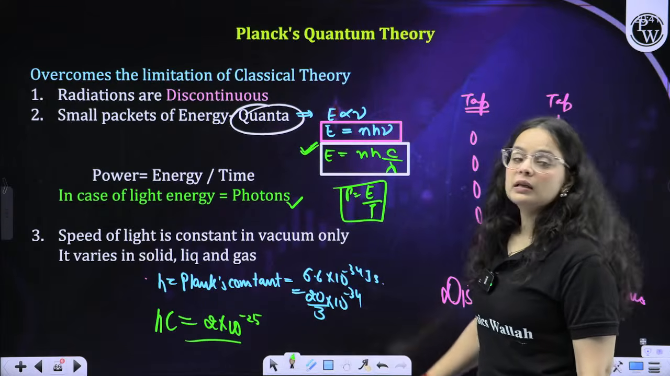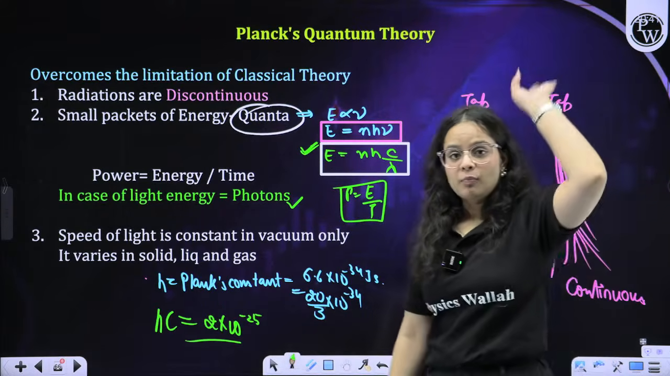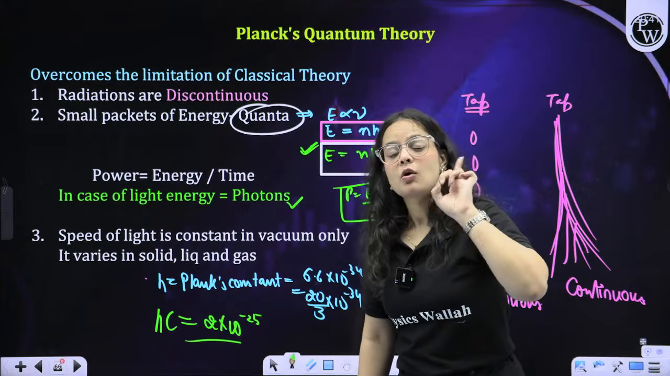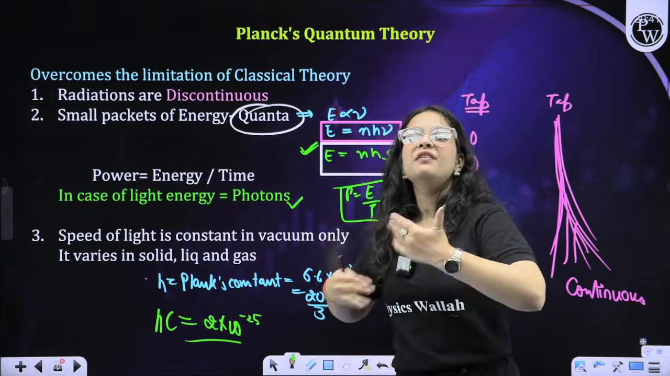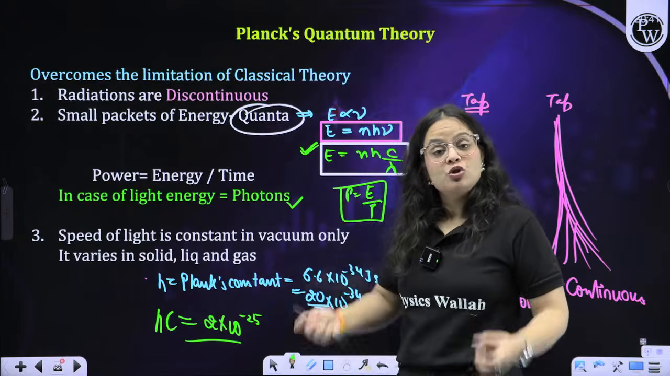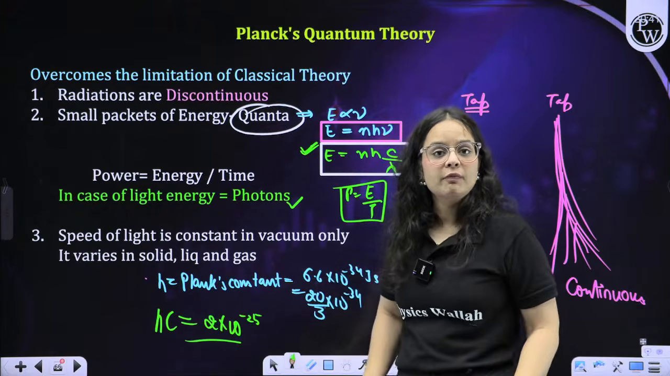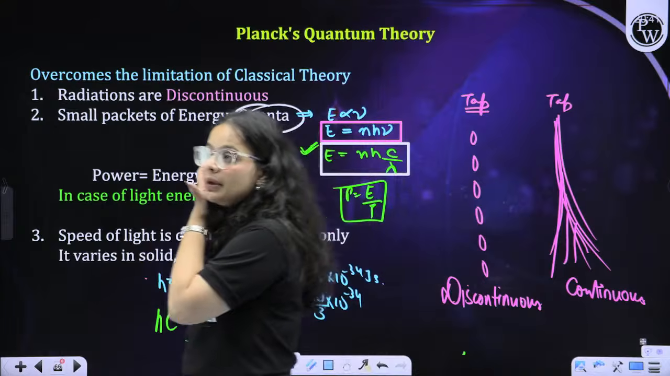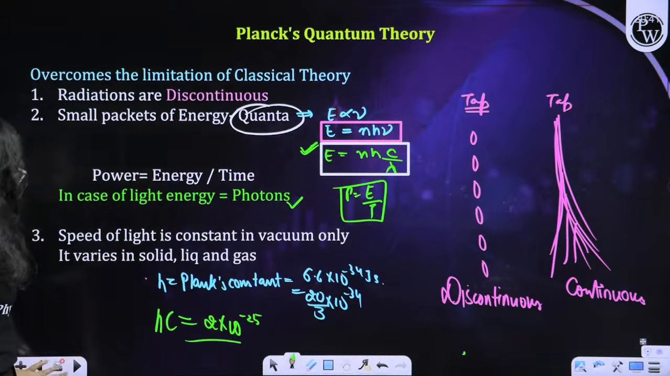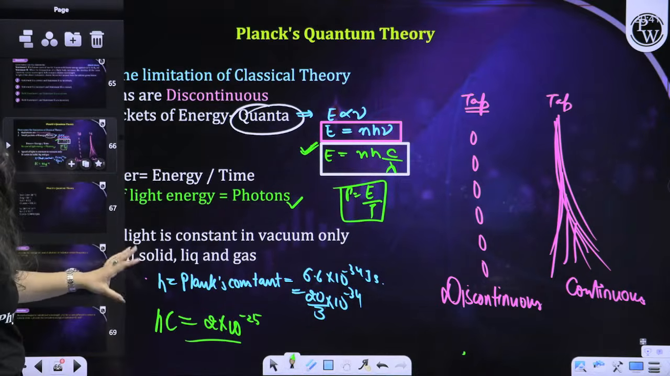Now, there is another thing: the speed of light is constant according to Maxwell. But no, it is constant only in vacuum. In different media, it will change accordingly. In solid, it will change. In liquid, it will change. In gas, it will change. It will change according to the medium in which it is traveling. Right? So this is about the concept that we did so far.